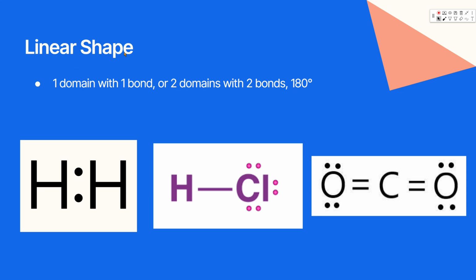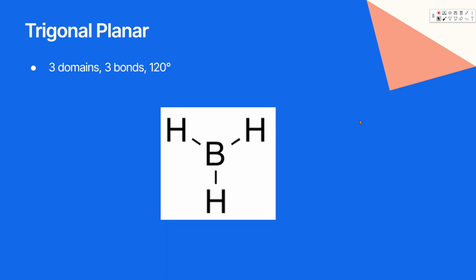My linear shape will have either 1 domain with 1 bond or 2 domains with 2 bonds, giving me 180 degrees either way, like in these three molecules. My trigonal planar shape will have three domains with three bonds and 120 degrees for the bond angles, like in BH3.